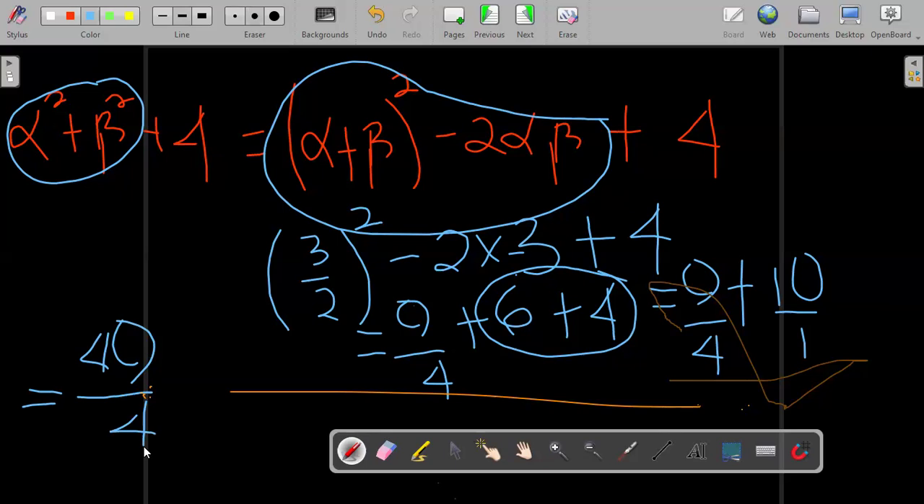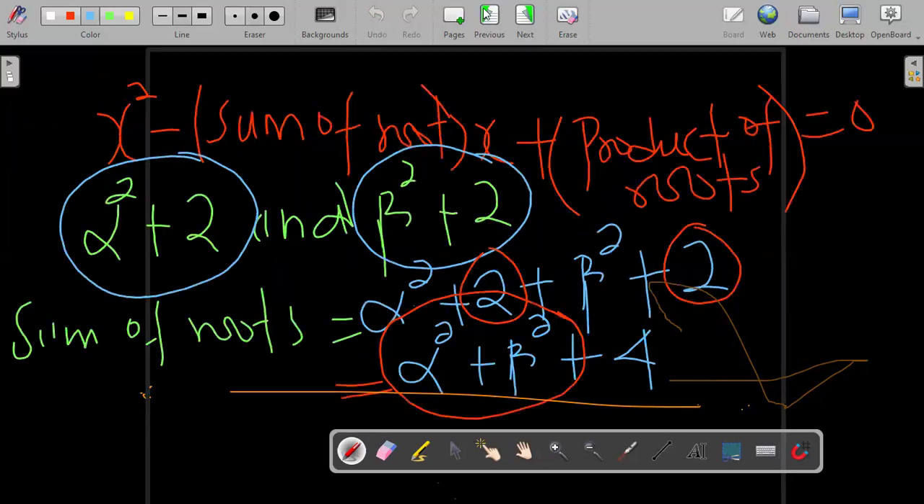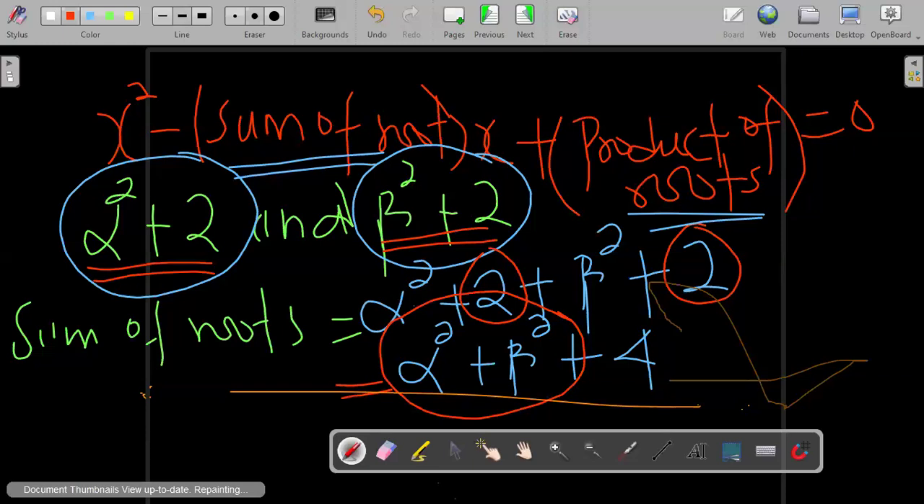So let's also get the product of the roots, because the formula contains the sum of roots and the product of roots. We have gotten the sum of roots now as 49/4. Let's also get the product of roots from these two expressions. So the product of roots, I will write product of roots.